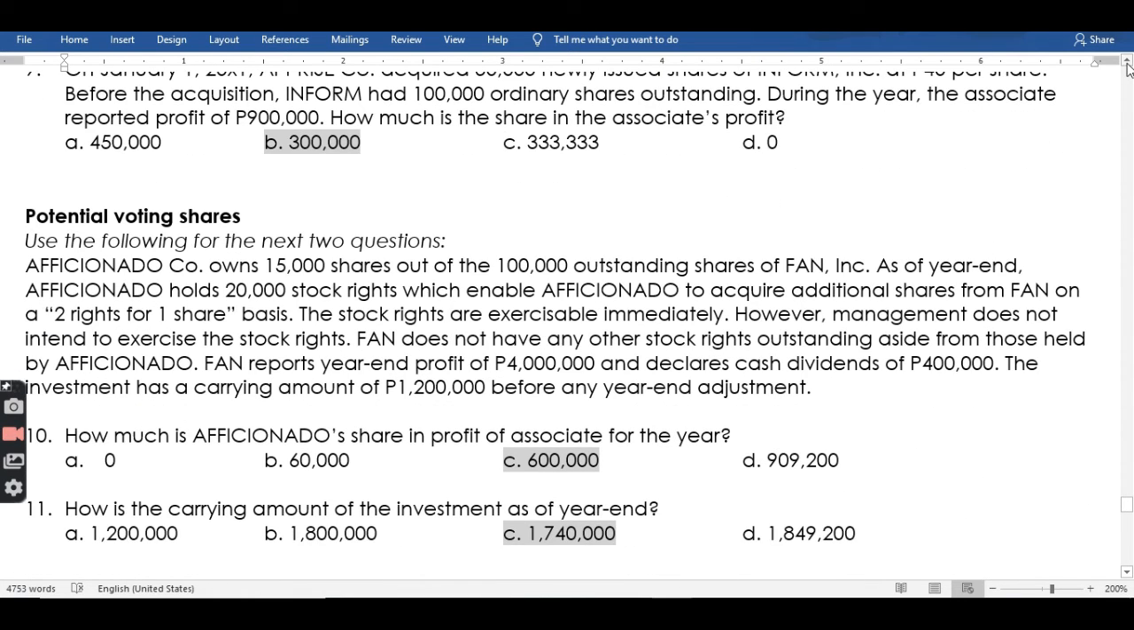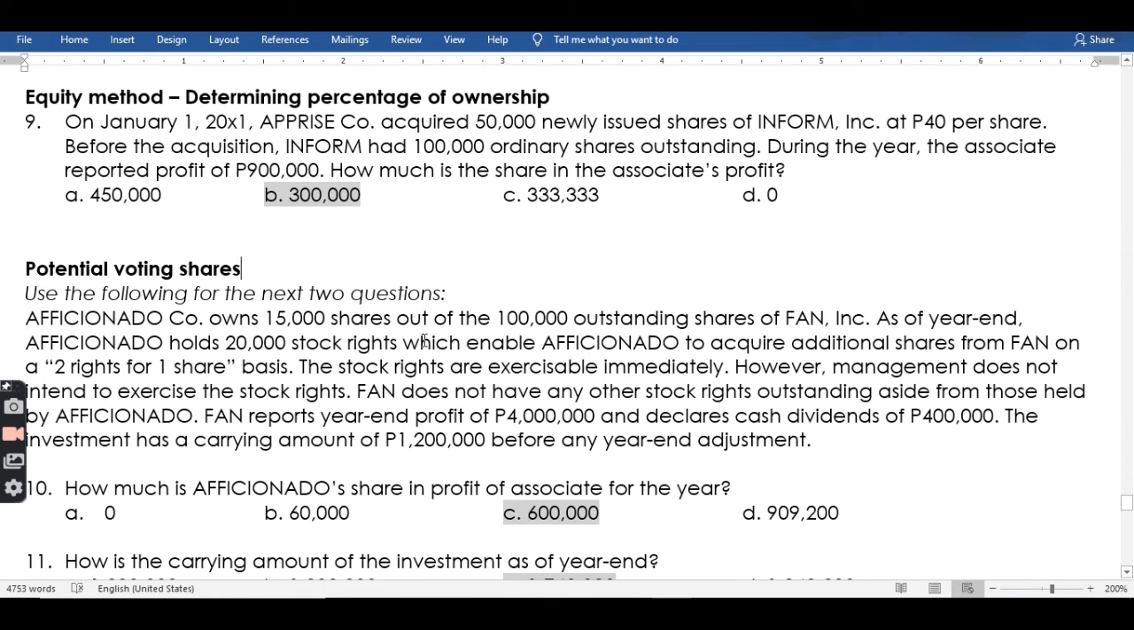Determining the percentage of ownership. This is now considering the additional shares acquired or the potential voting rights. So anyway, number 9. On January 1, 2021, Aprice Company acquired 50,000 newly issued shares of Inform Incorporated at 40 per share.